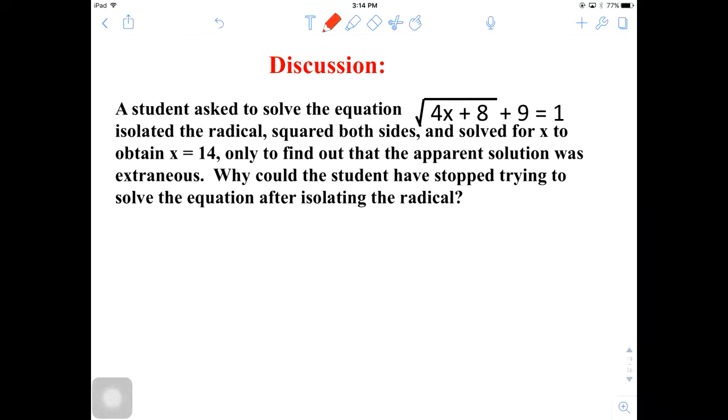The discussion question says, a student asked to solve the equation right here isolated the radical, squared both sides, and solved for x to obtain 14. So this is what the student did. Let me copy the problem.